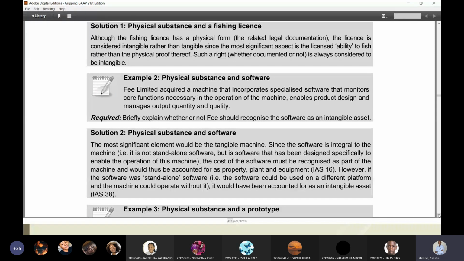So this is the same. If you have a machine and you have software that is integral to that machine, that software is considered as part of the cost of the machine.